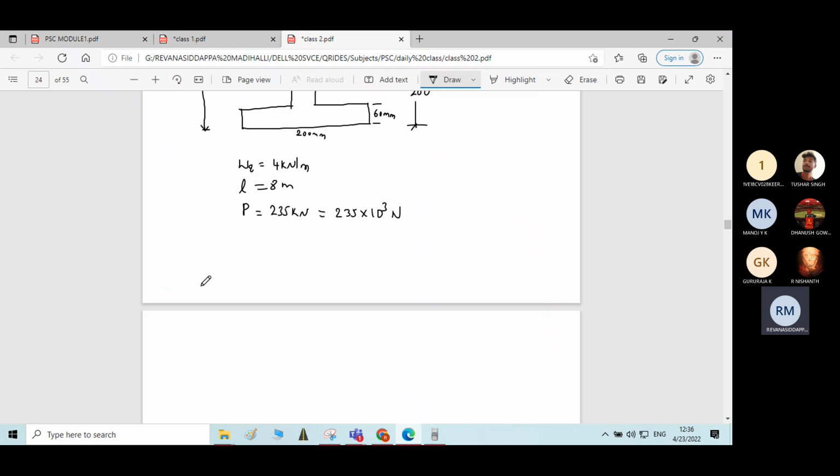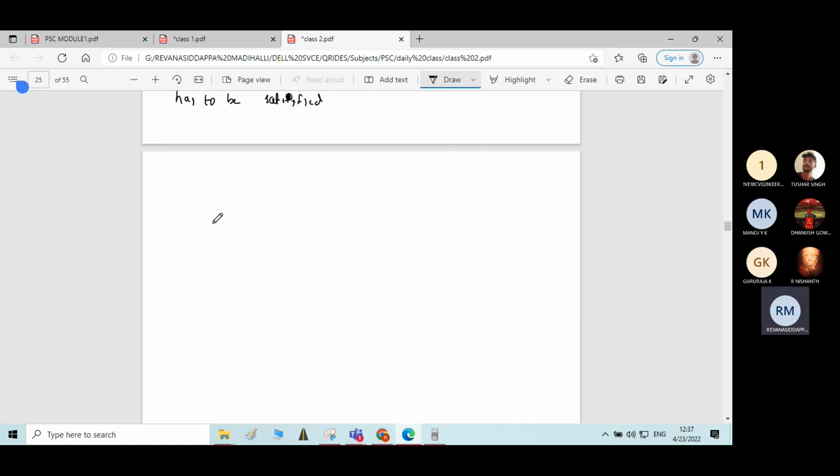I'll write the same condition now for getting zero resultant stress at the bottom fiber. The following condition has to be satisfied. What is that condition? That is P by A plus P e by Z is equal to Mg by Z plus Mq by Z. Call this as equation number 1.